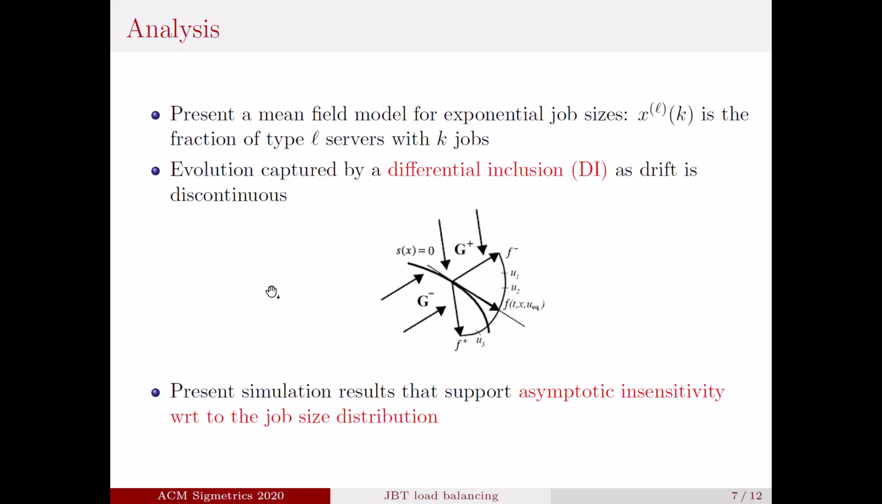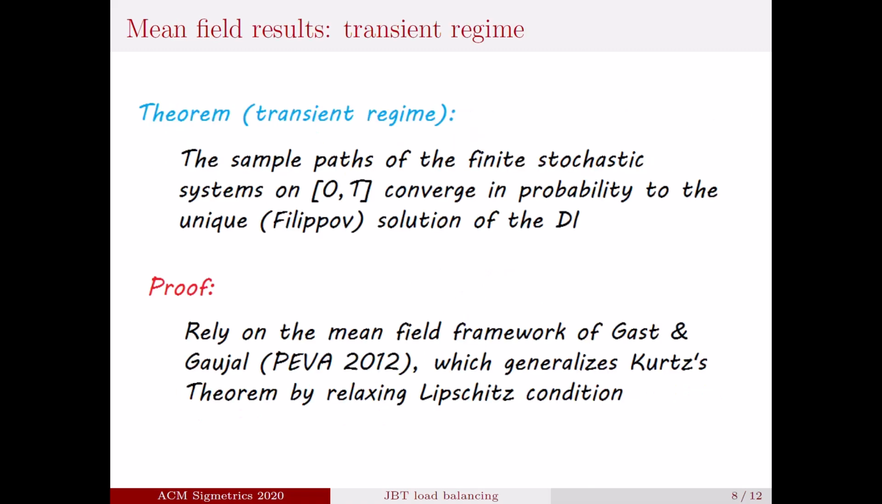Okay. So what are the results that we actually managed to prove in the paper? Well, first of all, if we look at the system where we only have a finite number of servers, then obviously we have a stochastic system because of the Poisson arrivals and the exponential service times. If you look at the sample paths of that stochastic system over a finite time scale, let's say from time 0 to time capital T, where capital T is fixed, then we show that those sample paths converge in probability to the unique solution of our differential inclusion.